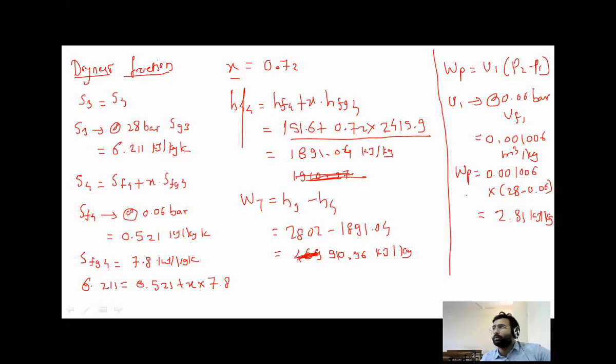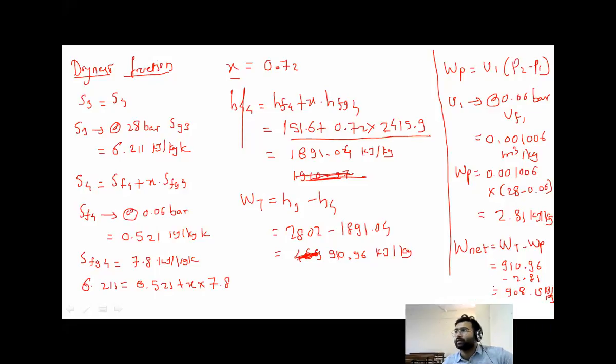Okay. Why do we calculate pump work and turbine work? Because we wanted to calculate the net work. Net work is turbine work minus pump work. So I'll write this down. Turbine work is 910.96 minus 2.81. So I think it will be very simple. 908.15 kilojoule per kg. Okay? Kilojoule per kg.